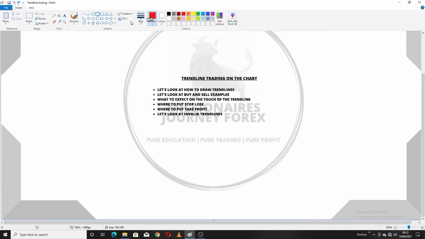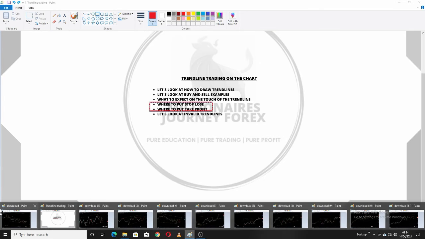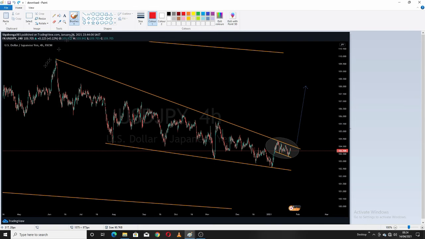So let's look at the stop loss and take profit for this trading method. So let's say, okay, the blue line will be entry. The red line will be stop loss. And the green line will be take profit.